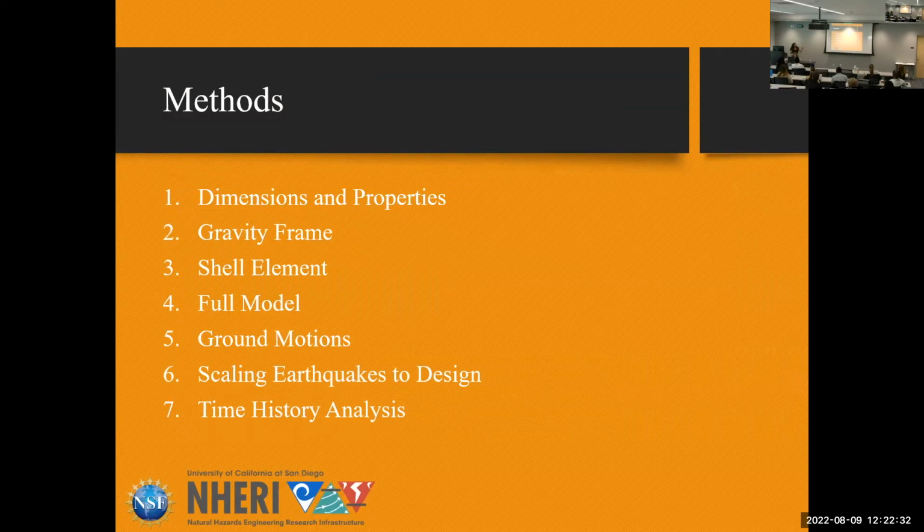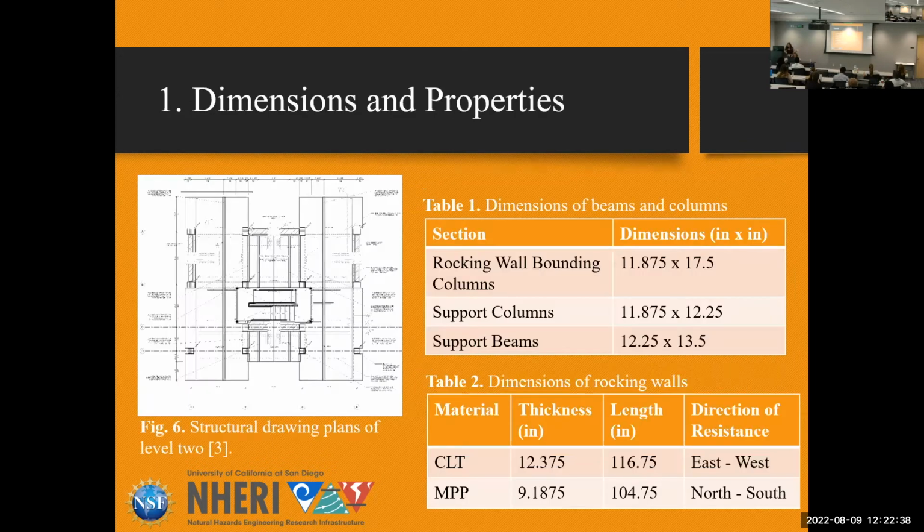To model this, I broke it down into 7 steps that I went through to build the model. The first step was the dimensions and the properties, really base level things. We looked at the floor plans, and here you can see the floor plans for level 2. That's how we got the locations of the parts and the dimensions. Then I got these properties from our mentors.